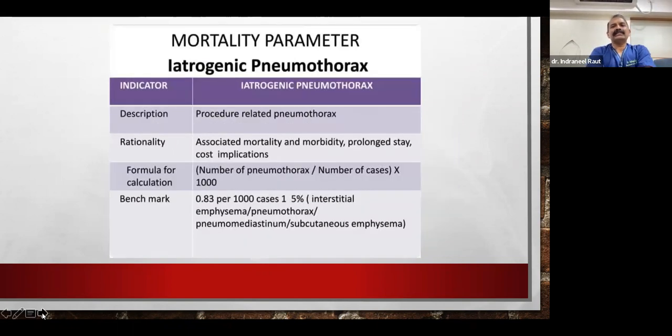So this is quite clear: iatrogenic pneumothorax related to procedure. It is associated with a lot of mortality and morbidity, you would agree. And especially in the COVID scenario, if you all remember, pneumothorax was almost catastrophic whenever it occurred. So it is quite simple. The formula is the number of pneumothorax upon the number of cases into 1,000. And the benchmark is 0.83 per 1,000 cases. Next slide.